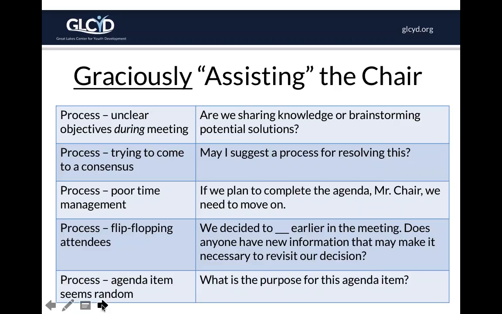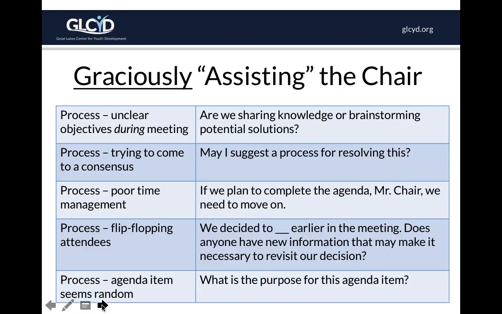And so my example here is, are we sharing knowledge, or are we brainstorming for potential solutions? And if you just read this on the screen, it probably sounds like a real smart aleck question. And so I want you to know my intent isn't to do that. And in the situation itself, you'll really need to think about, okay, how do I word this where it doesn't sound like smart aleck? And maybe you just say, I'm confused. What's our purpose here for this?